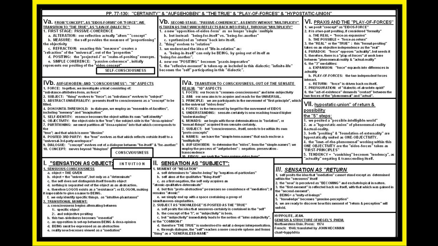Now, if we take a look at 5a, we're moving from concept as the eidos forms that we acquired at the dialogue threshold that we perceive as force, we transition to the true as the law of the dialectic. We discover relation and motion. And initially, in the first stage, we achieve an awareness of passive coherence. Our reflection is understood to actually be an altering of the concept. The self provides the measure of proportioning the objectivity of the eidos form. And by enacting this measure, we create a refraction of the universal out of the properties that veil the universal.